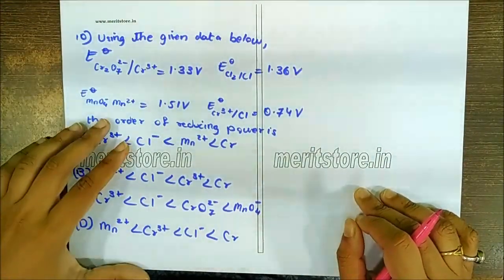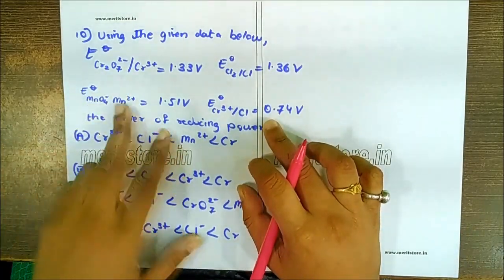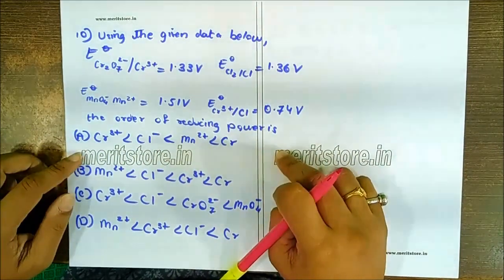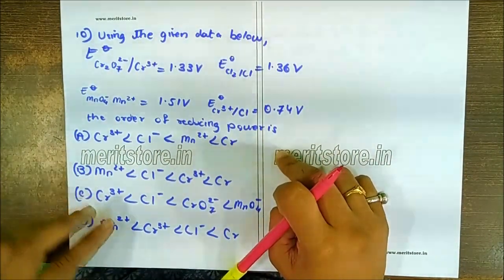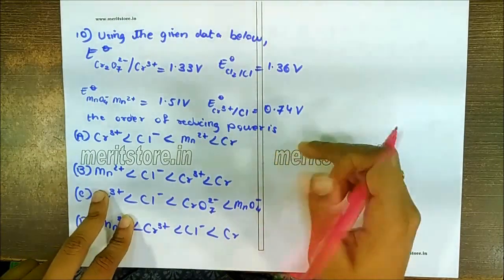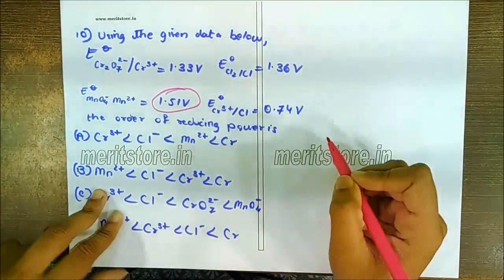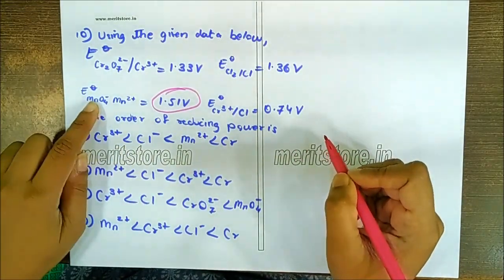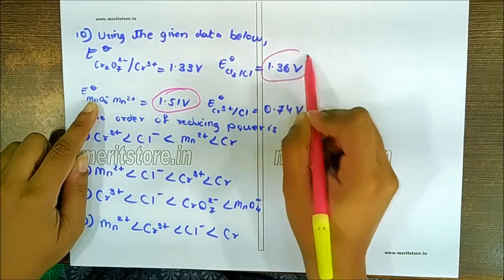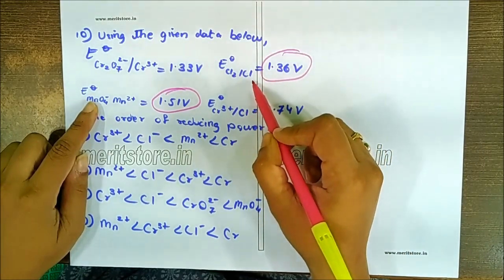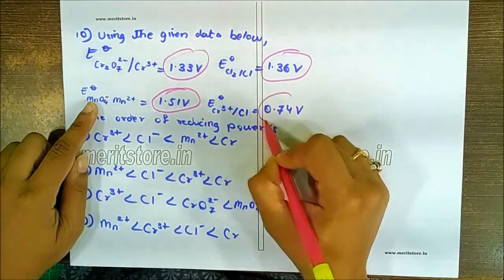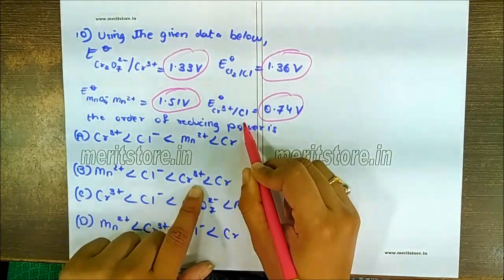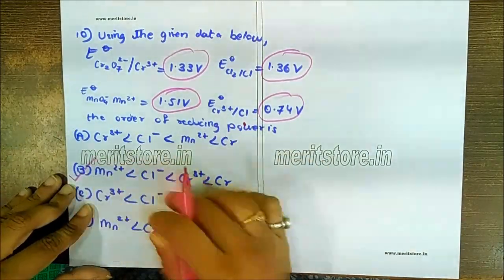Question number 10: using the given data below, the equivalent potentials are given, and we have to find the order of reducing power. In case of reducing power, the highest potential, 1.51, will have the highest reduction power. So the highest will be Mn2+, followed by 1.36, which is Cl-, followed by Cr3+, which is 1.33, and then 0.74, that is for Cr. So Mn2+, Cl-, Cr3+ and Cr, and hence our option is option B.